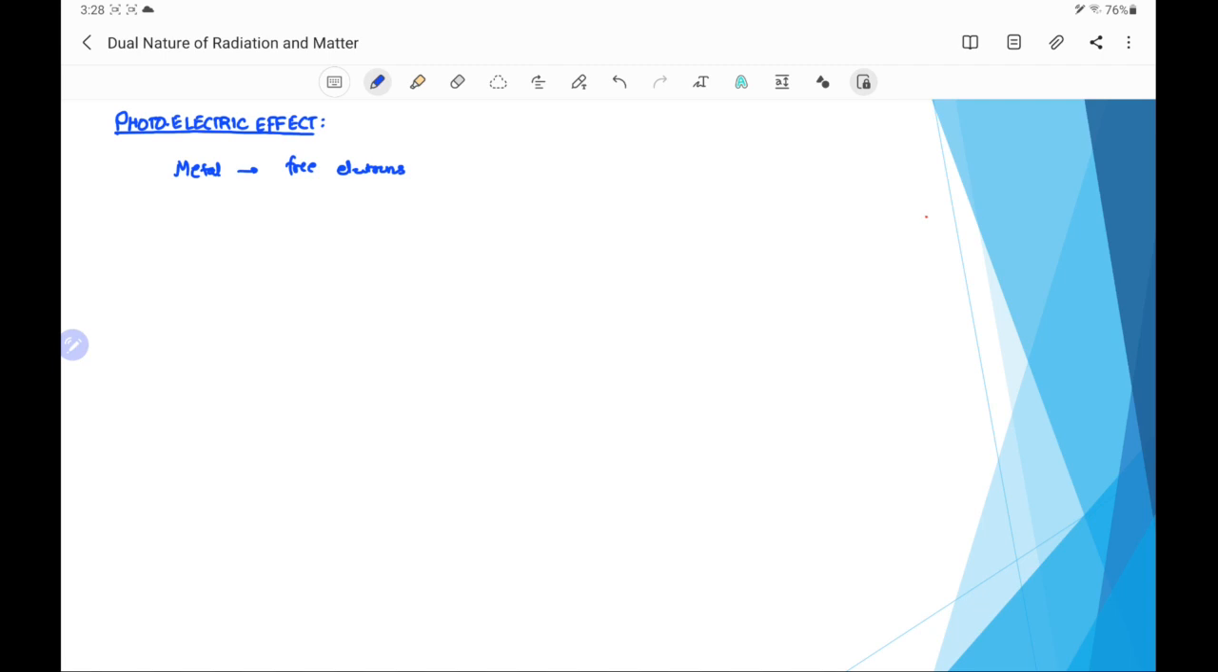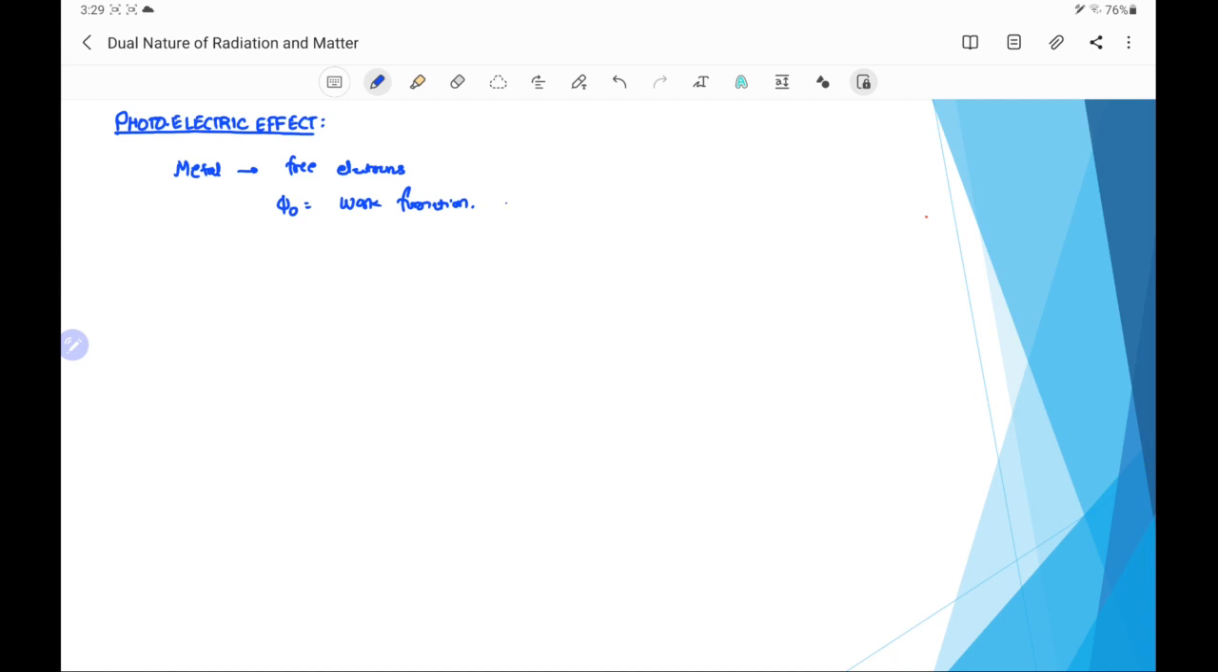So to escape from the metal surface, they require the minimum energy, and that minimum energy is called the work function of the metal. This is represented by phi 0, this is the work function, and this work function is the minimum energy required by the metal for emission of the electron from the metal.